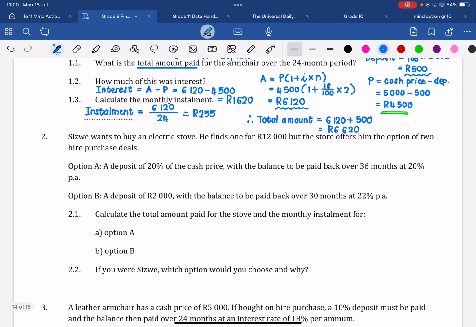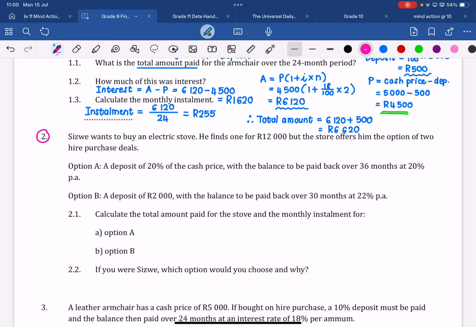Okay. In number 2, they're saying, Sizwe wants to buy an electric stove. He finds one for 12,000 Rand, but the store offers him the option of 2 hire purchase deals. There's an option A, which is a deposit of 20% of the cash price with the balance to be paid back over 36 months at 20% per annum. And then option B is a deposit of 2,000 Rand. So that deposit is not a percentage, right? They're actually telling you what the deposit is in option B over here. So you're not going to calculate it, it's given. With the balance to be paid back over 30 months at 22% per annum.